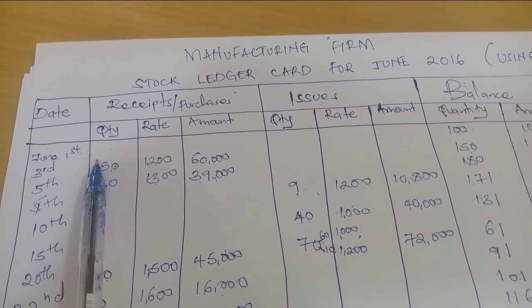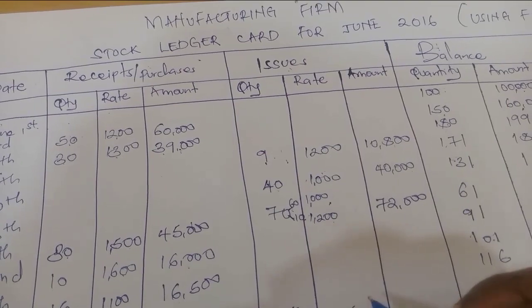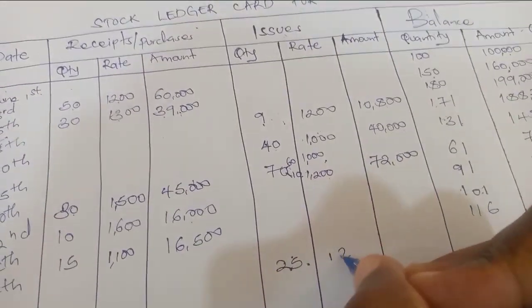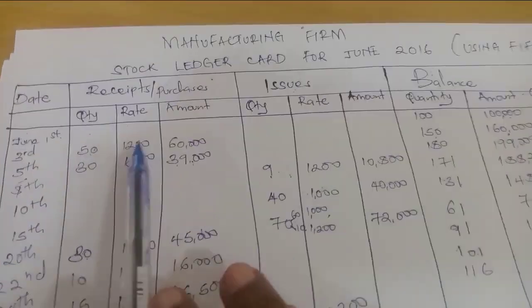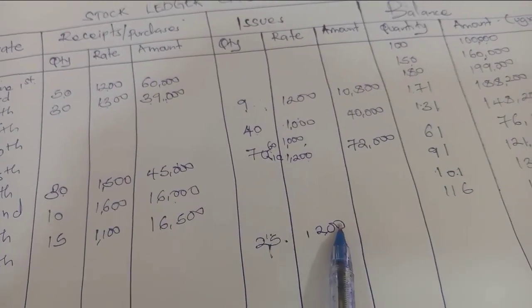So it will be at 1,200, since the stock was purchased at 1,200. So this times this, it will be 30,000.